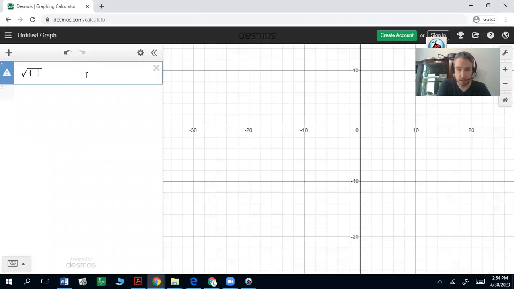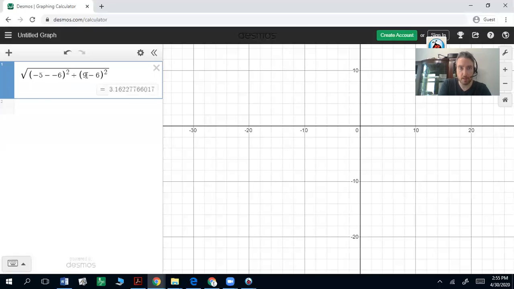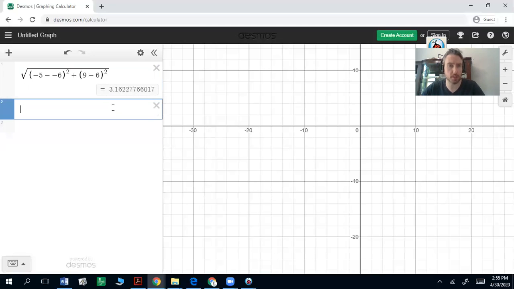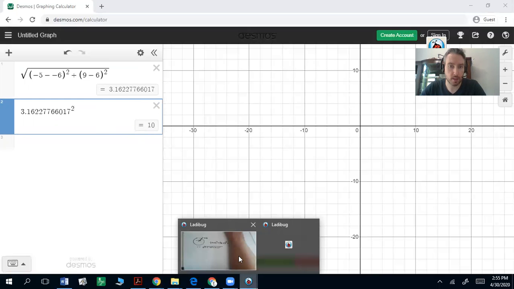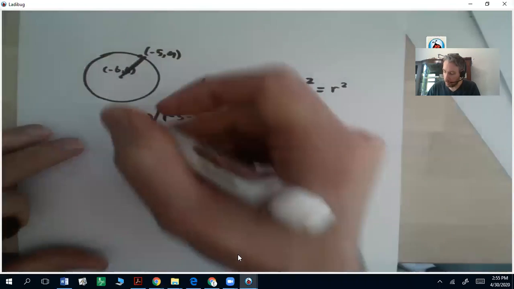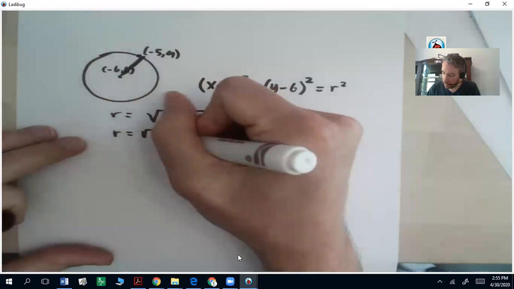SQRT, parentheses, -5 minus -6 squared, plus 9 minus 6 squared. It gives me about 3.16. Now, in order to put it in the equation, I'd want to square that number. So if I took this number and I copied it or retyped it and I squared it, it gives me exactly 10. So I know that the radius is the square root of 10.